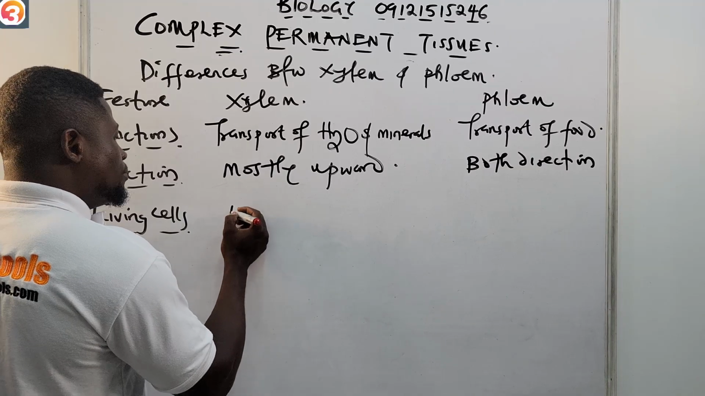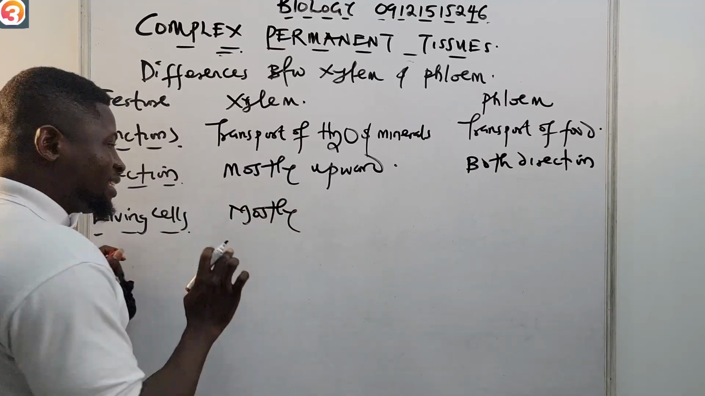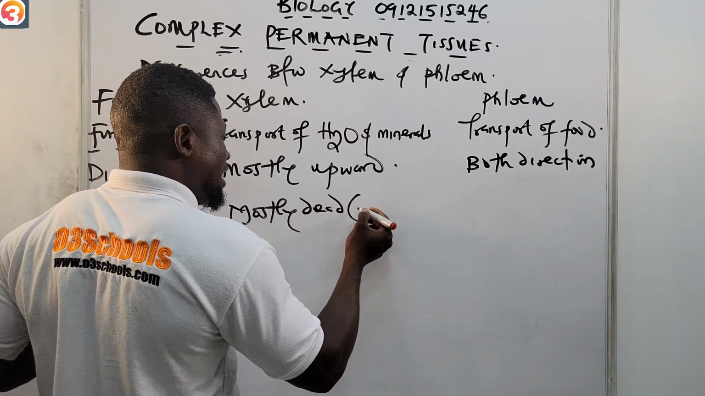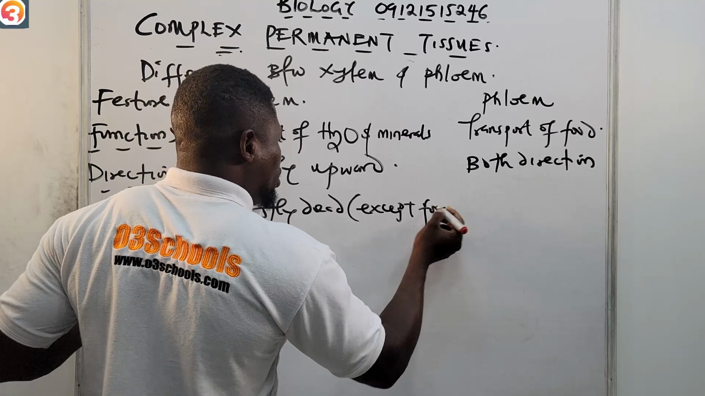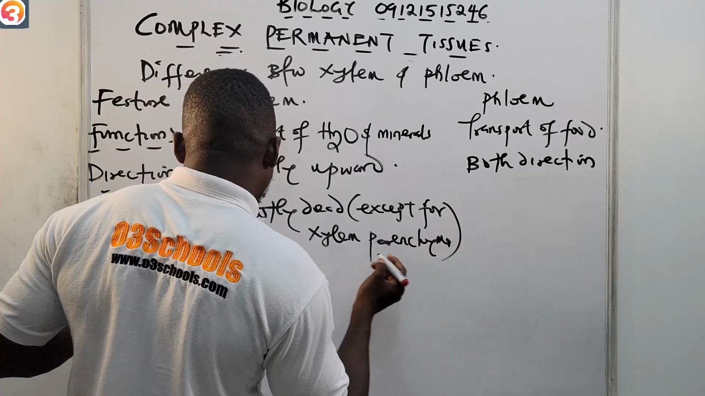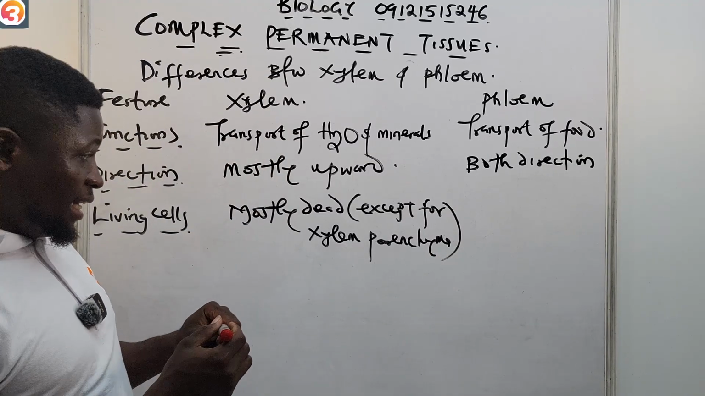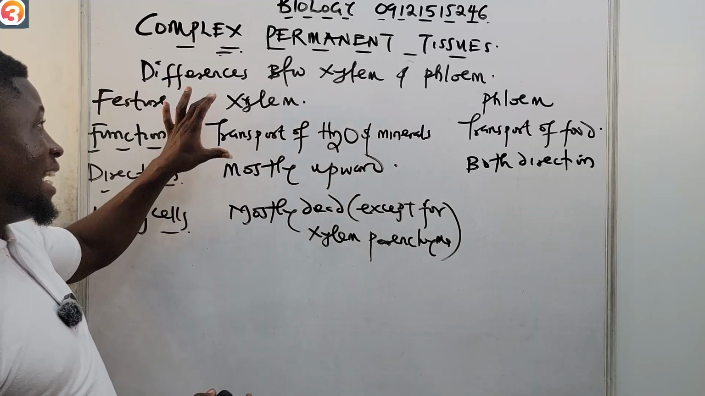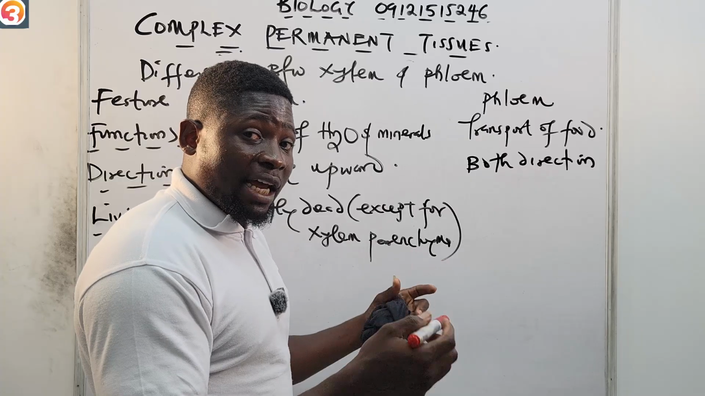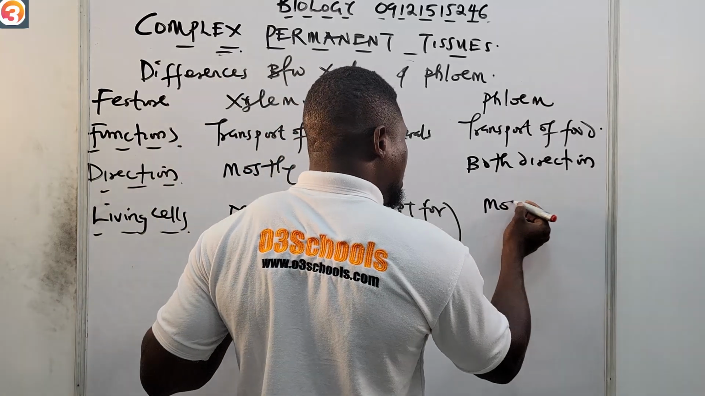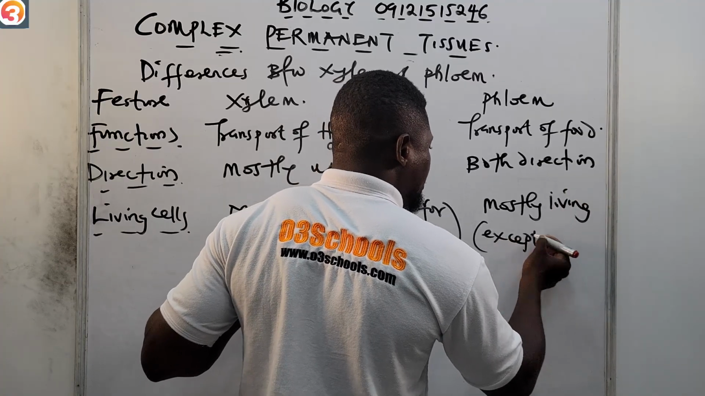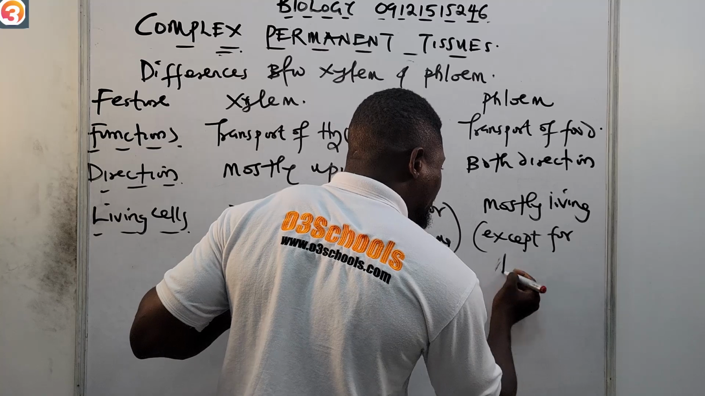Okay, so here you can say what? Mostly dead. They are mostly dead, except for xylem parenchyma. That is the living cell. Okay, all the cells are mostly dead for the xylem, except for xylem parenchyma that is living at maturity. Then what about for phloem? All of them are mostly living cells. They are mostly living, except for phloem fibers.